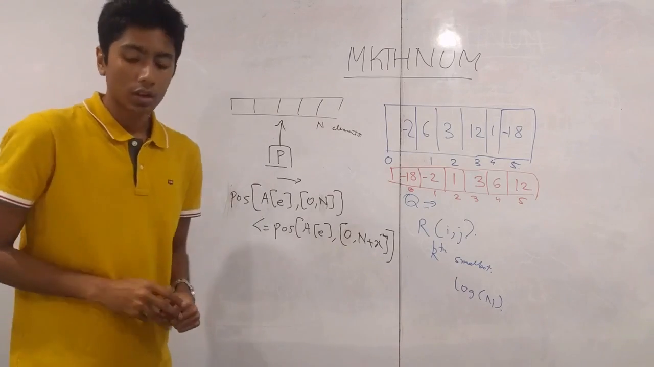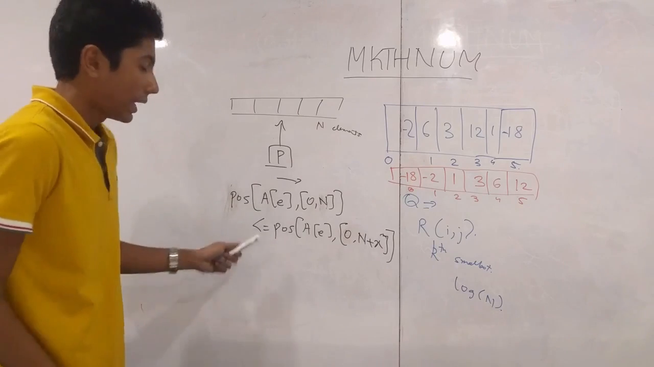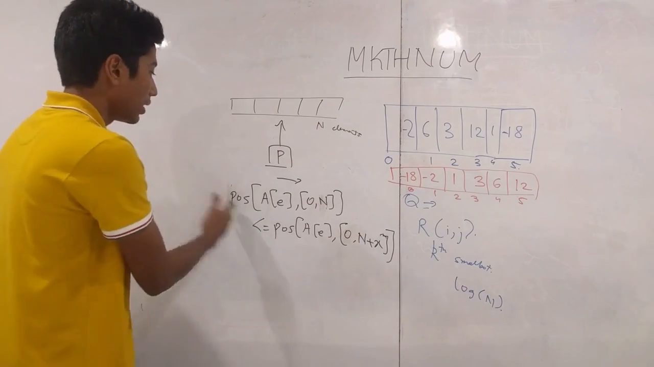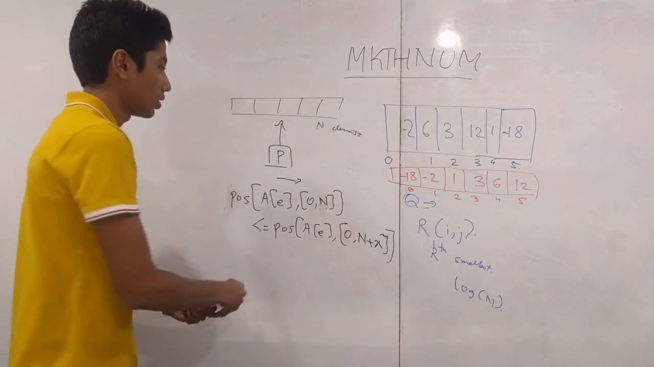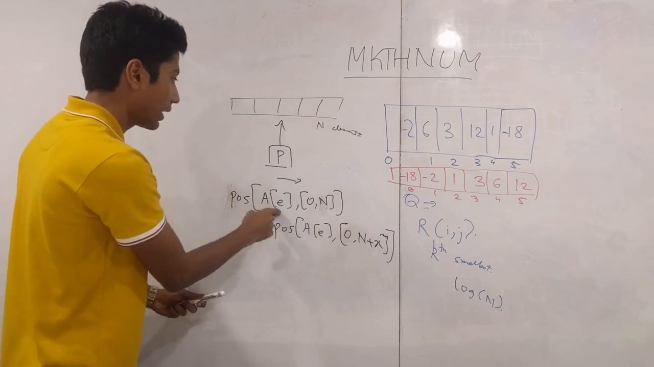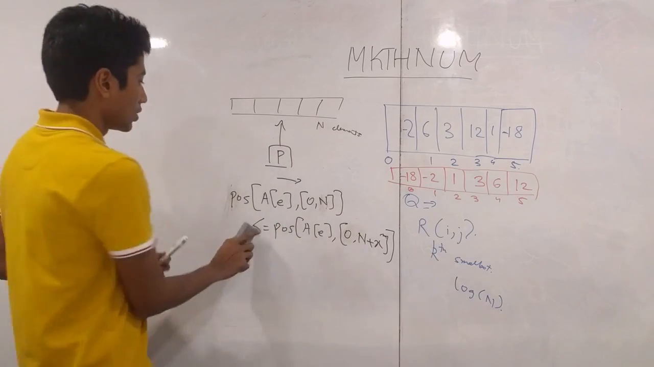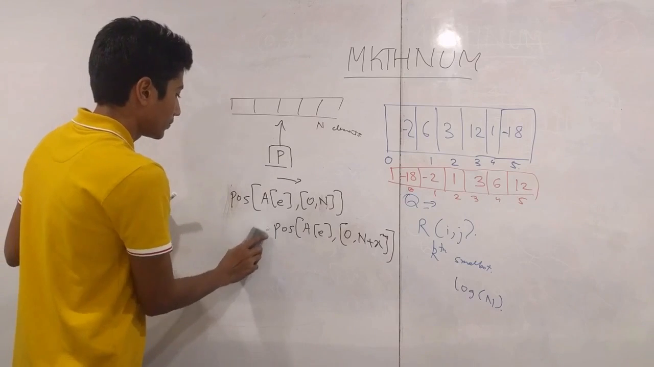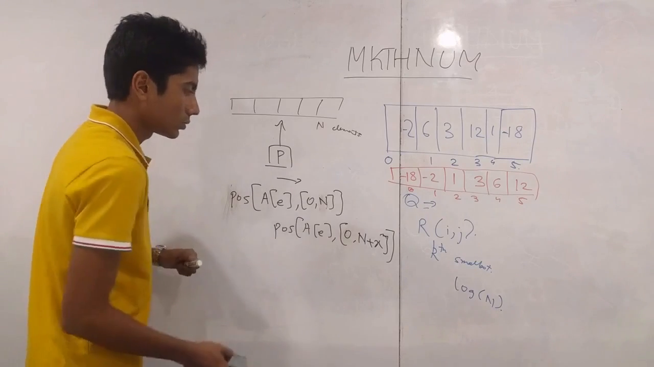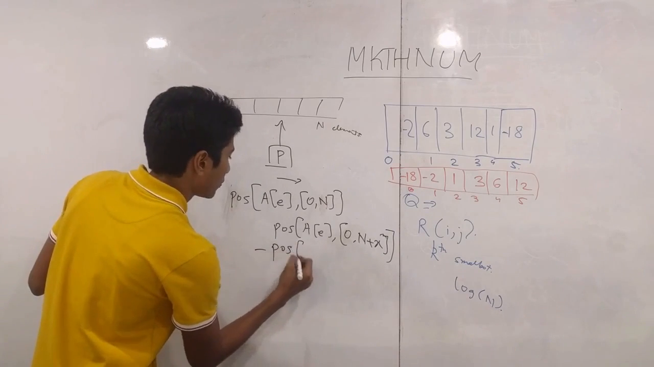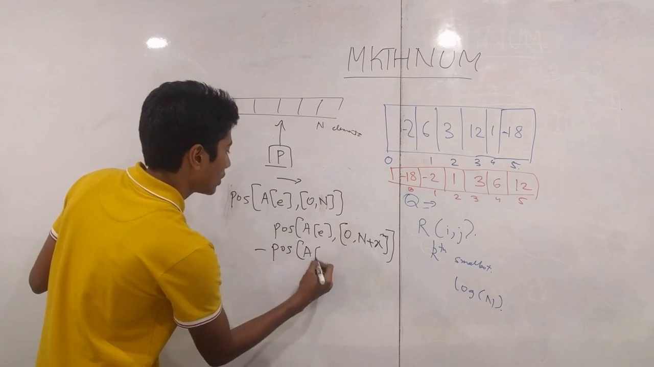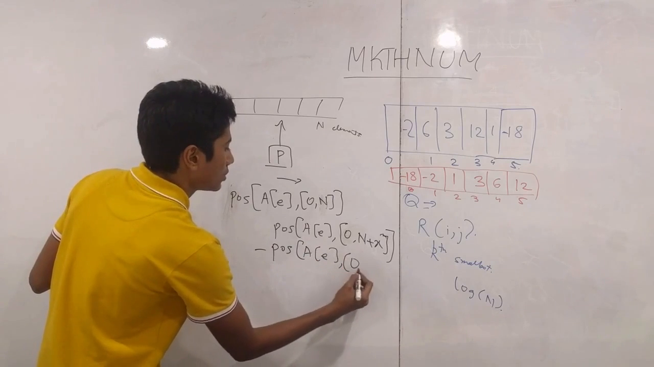In fact, there's a stronger claim. Like we said, the difference in these positions is equal to the number of elements which were smaller than A of E. So in fact we have, so let's just minus position of this entire value, A of E 0 to n.